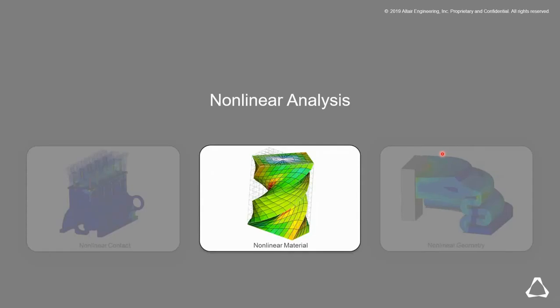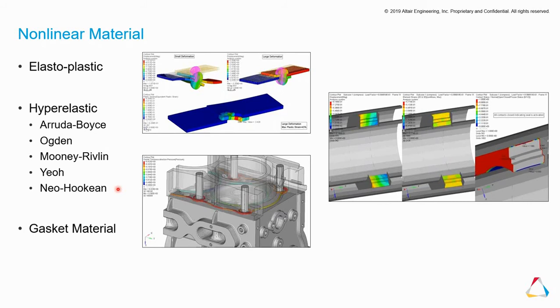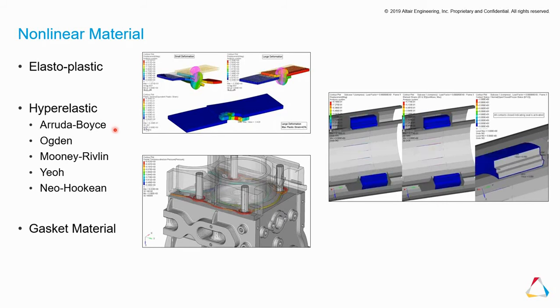The next general nonlinearity is nonlinear materials. And in OptiStruct, we support multiple types of nonlinear material models. So we have the very commonly used elastoplastic material model. And this supports small strain as well as large strain plasticity. We also have a range of different hyperelastic material models. So from the simplest representation of the neo-Hookean material model to the more detailed representation of the Arruda-Boyce or Ogden material models can all be represented in OptiStruct.